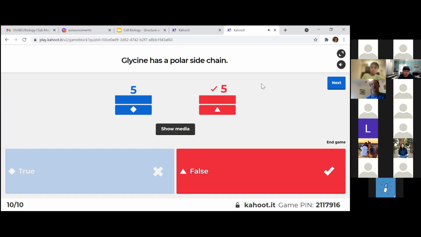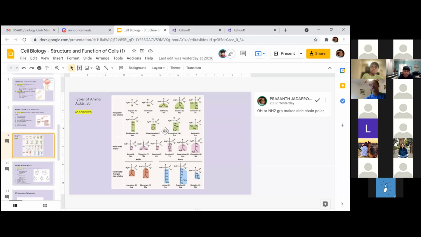Okay, so glycine does not have a polar side chain. Again, looking back to this table, glycine falls under the nonpolar. It's the first nonpolar side chain amino acid. So yeah, again, it doesn't have the hydroxyl group or the H2N group that asparagine and glutamine have.